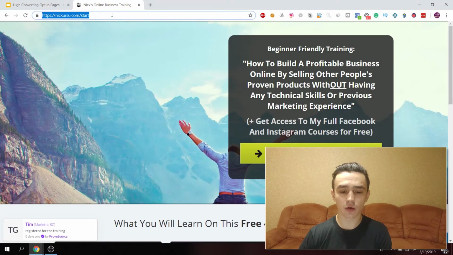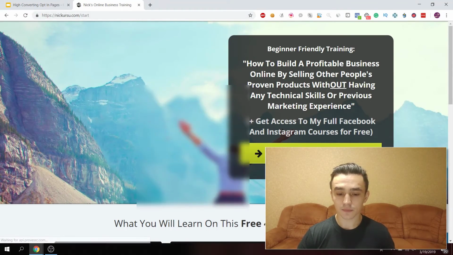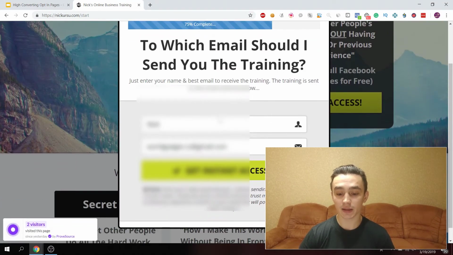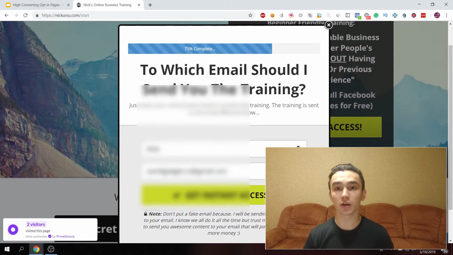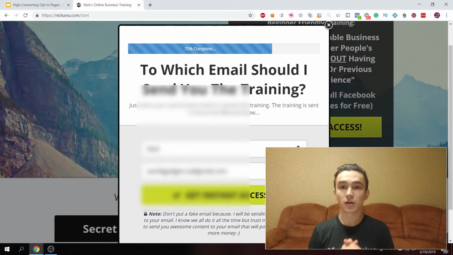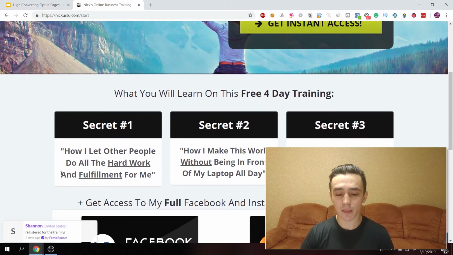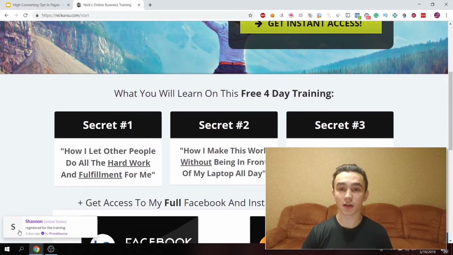So we have the page. If I go to nickcourse.com/start, you see when I try to click away, this pop-up appeared and it's asking me for information. So that's how I'm not going to lose the potential lead. This really increases conversions as well. Then the thing that I mentioned is this notification in the bottom left corner, where it's showing that people are registering for the training. Nobody wants to be the only one registering for your training. Nobody wants to be the first one trying your product. They want to see that other people are trying.